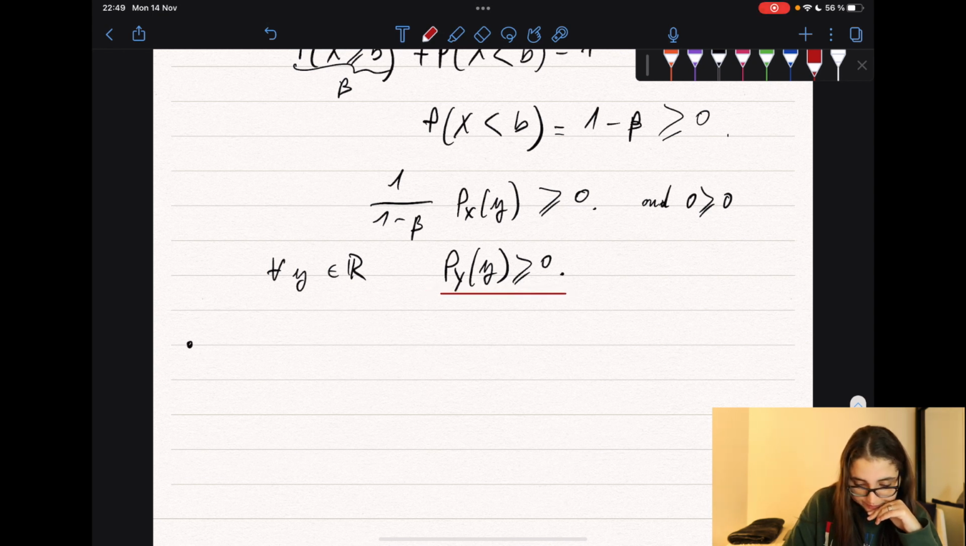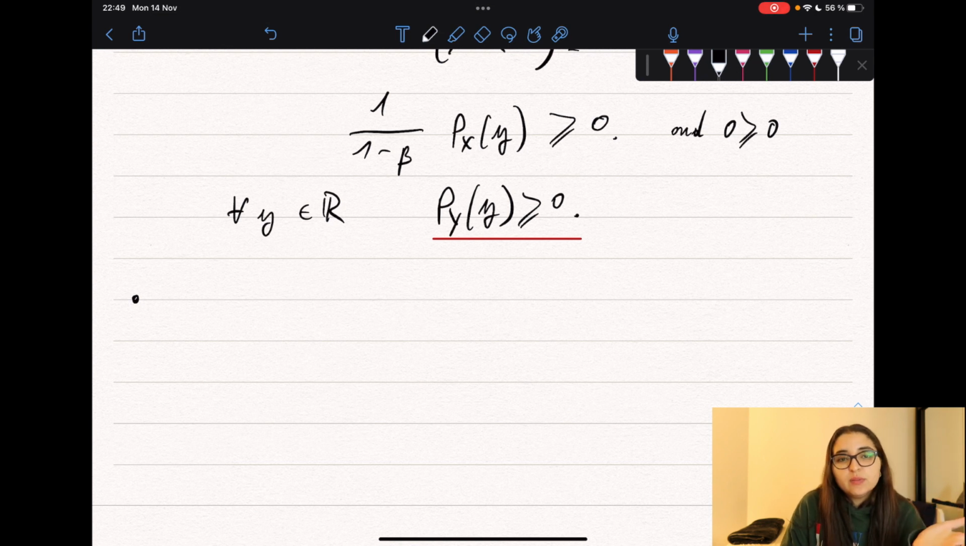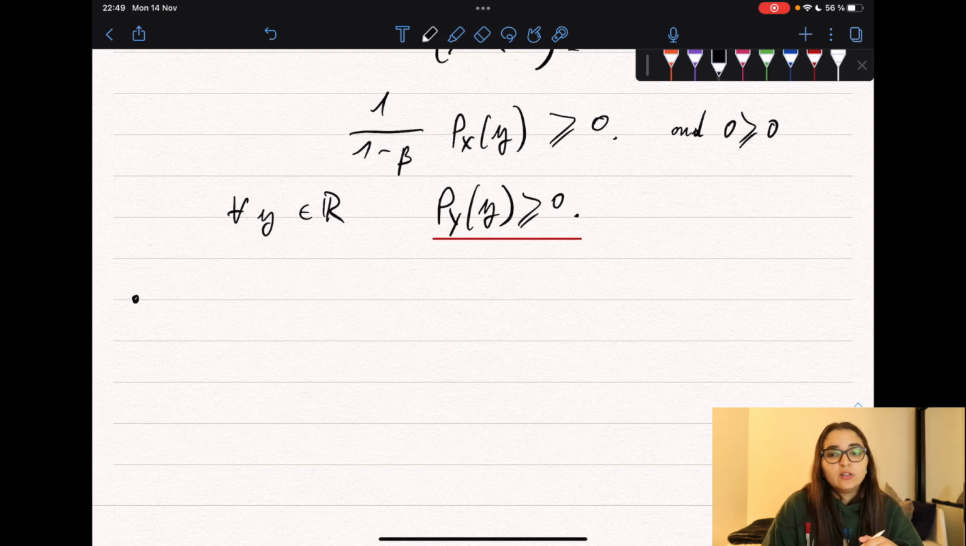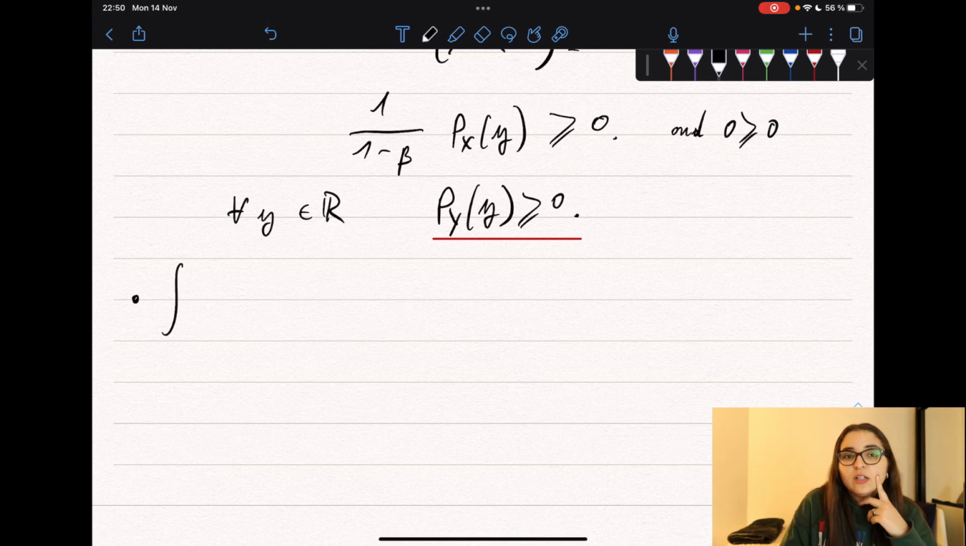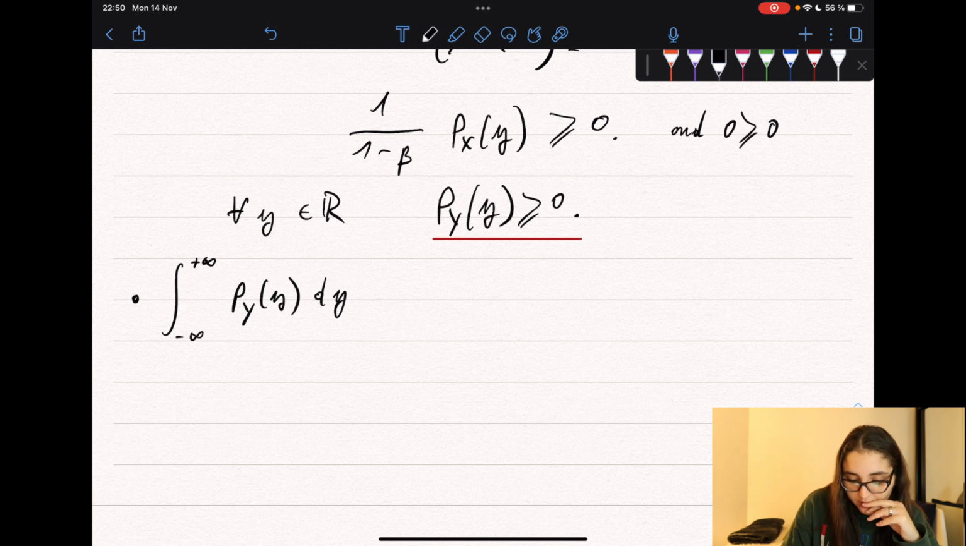The second part that we need to prove is that we need to integrate over the space of possibilities. Here again, the space of possibilities is the set of real numbers, and so we need to integrate this function over r, so the integral from minus infinity to plus infinity of py of y dy. So we're integrating over y naturally because that's the variable that we're using here. We need to prove that this is equal to 1.